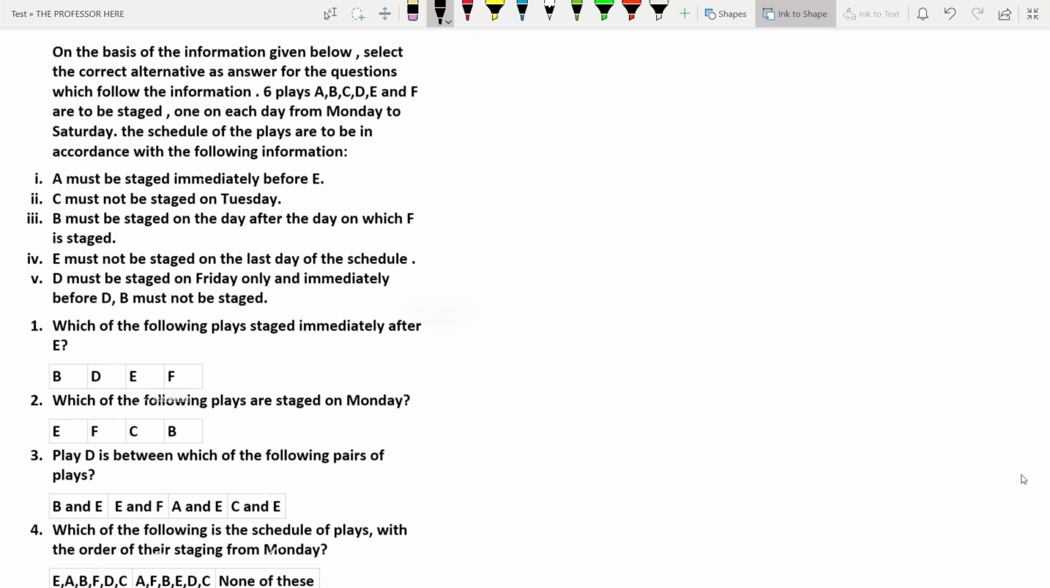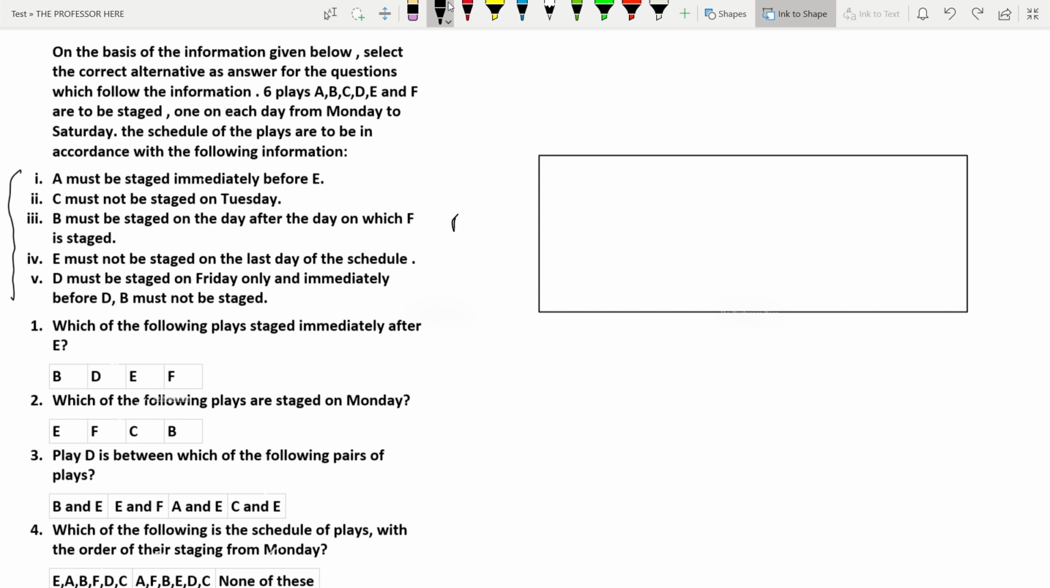Question. On the basis of the information given below, select the correct alternative as answer for the questions which follow the information. 6 plays A, B, C, D, E and F are to be staged, one on each day from Monday to Saturday. The schedule of the plays is to be in accordance with the following information. So we have to read these points and from that we have to solve the question. So let's make it into a table. We'll draw it like this. We will write the information inside this diagram and days here: Monday, Tuesday, Wednesday, Thursday, Friday and Saturday.